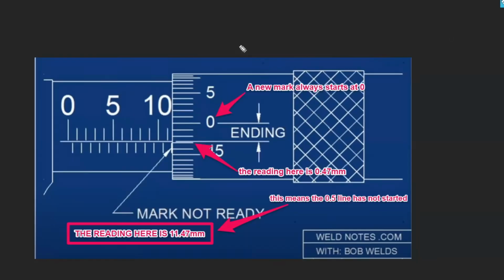And that's really it. Now sometimes we have this problem where we don't really know if a mark is ready or not, if a line is ready or not from the edge, because it's right at the edge and we don't know if it's ready or not, but it's showing, right? So how will we know if it's ready or not? The way we can figure out if a mark is ready or not is by looking at the thimble. Now remember, a new mark always starts at 0, okay? A new mark always starts at 0. The thimble measures the maximum of 0.50 millimeters, right?